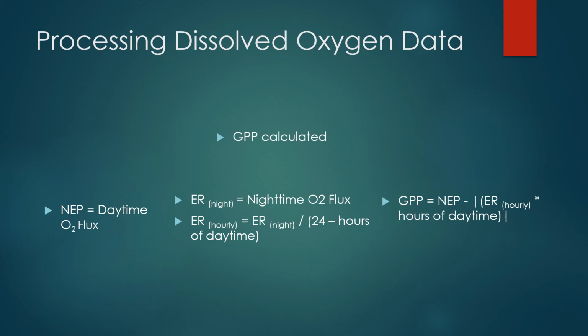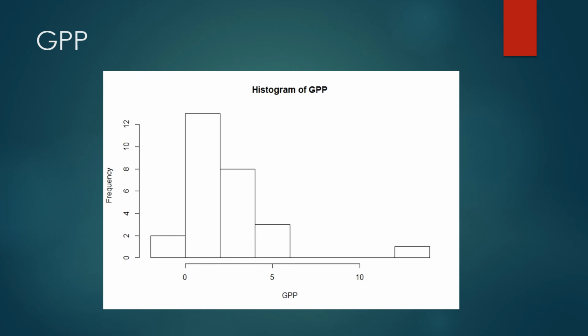That number is then divided by how much nighttime there was to obtain a rate of respiration that is occurring per hour. We then take our NEP and the absolute value of ER, divided by the amount of daylight, to determine the rate of GPP for a single day. This is repeated over 4 different days and averaged. As you can see, there are also differences of GPP within our pools.